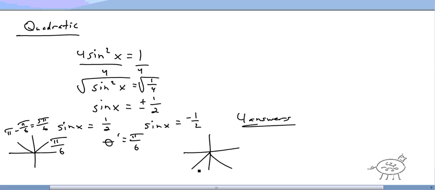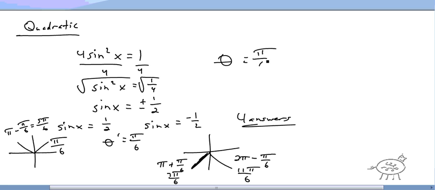This one is going to be over here. That's going to be pi plus pi over 6, which is 7 pi over 6. And this one is going to be 2 pi minus pi over 6, which is 12 pi over 6 minus 1 pi over 6, so that's 11 pi over 6. So those are my answers. Theta is equal to, and I don't care about the order, just list them: pi over 6, 5 pi over 6, 7 pi over 6, and 11 pi over 6.